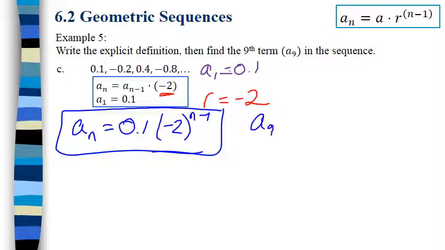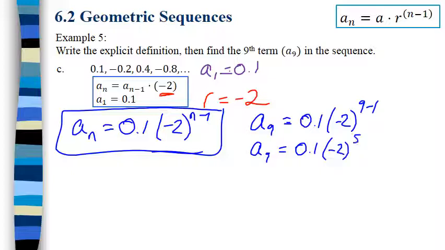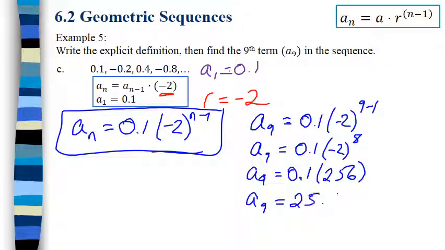To find a sub 9, we take 1/10 times -2 to the 9 minus 1, because n equals 9. So really a sub 9 is 1/10 times -2 to the 8th. And we know that -2 to the 8th power, since that's an even power, is going to be positive 256. And so a sub 9 is going to be 25.6. That makes sense because the first term and the third term are positive, and the 9th term is also positive.